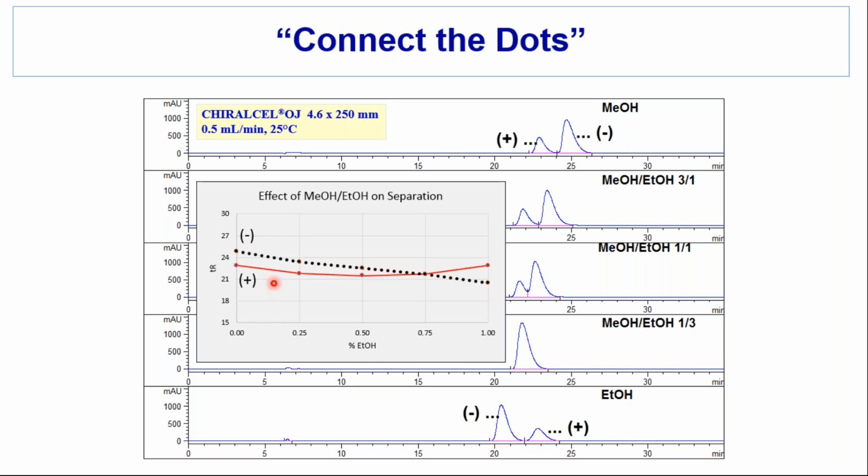For the plus isomer, interestingly, the minimum retention occurred at about a 1-to-1 ratio of methanol to ethanol, and we got more retention with 100% methanol and 100% ethanol. That's not particularly important in this separation, but this is the sort of thing that you may want to know in doing method development or method troubleshooting or method validation.